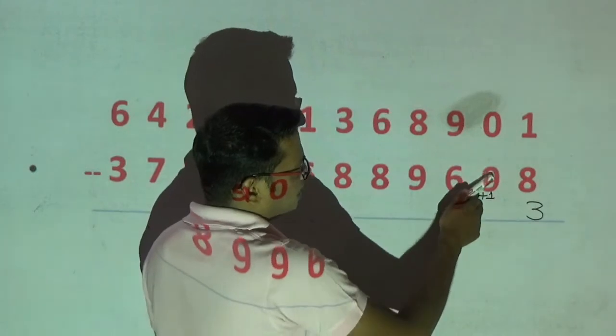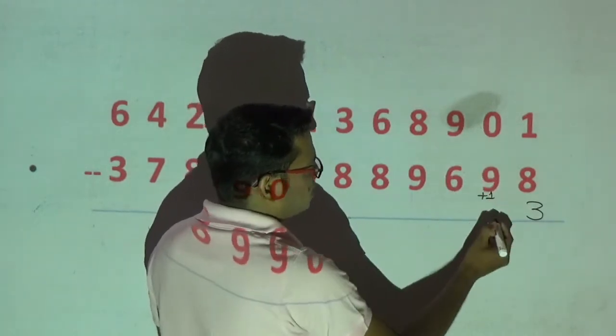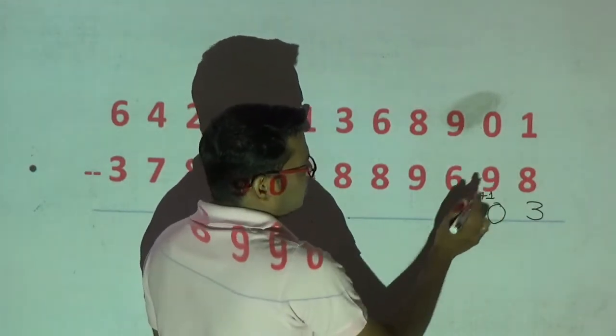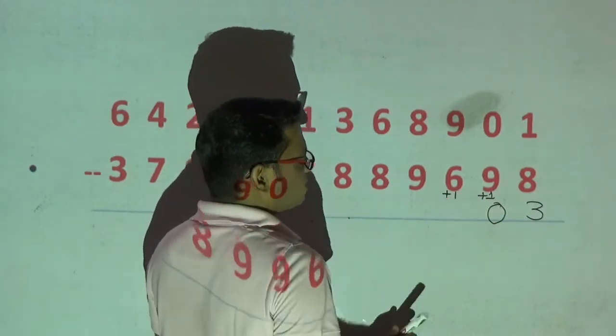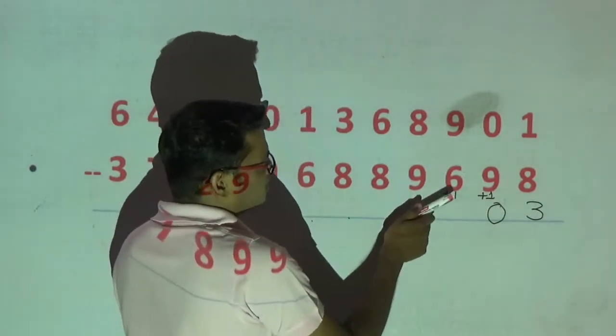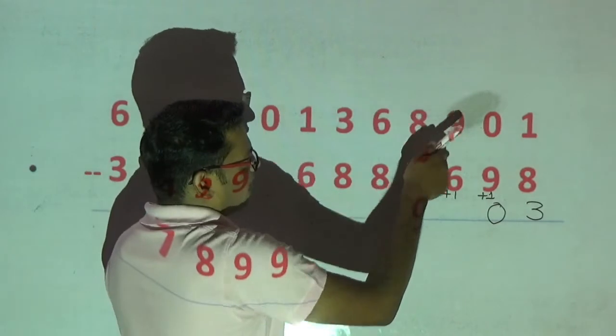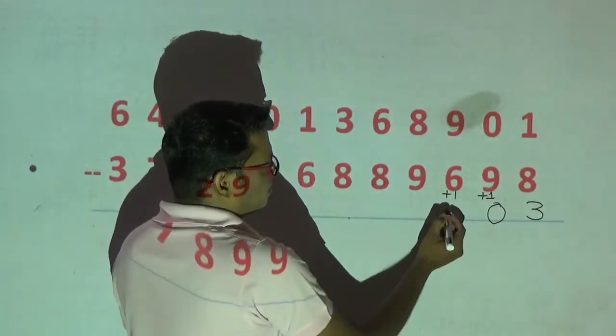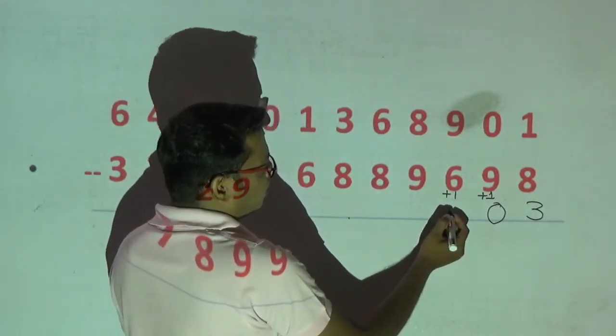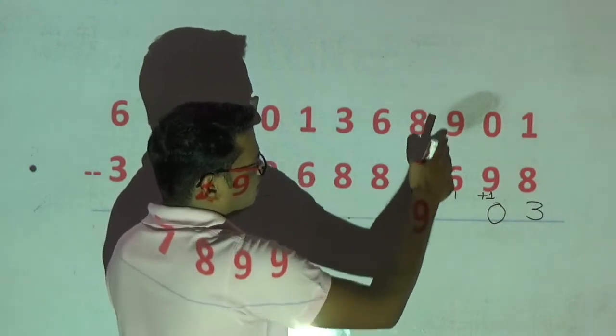This is what? 10. 10 minus 10, 0. 0 plus 0, 0. I have subtracted from 10, therefore I will increase this number by 1. This is what? 7. Okay. 9 minus 7, possible, right? 9 minus 7, possible. Therefore, don't do from 10. 9 minus 7 is what?